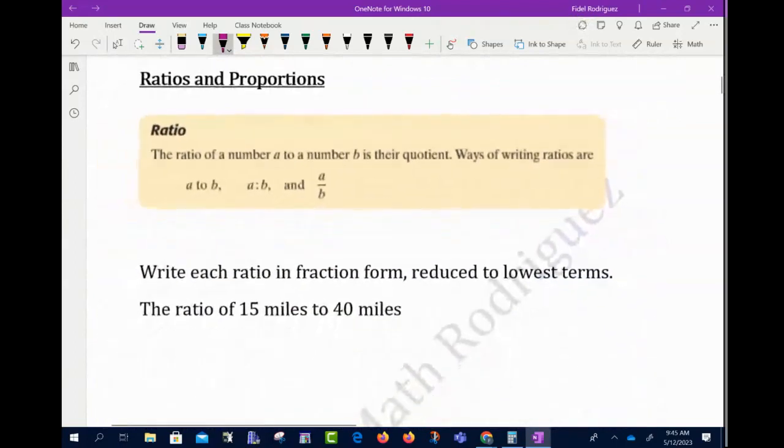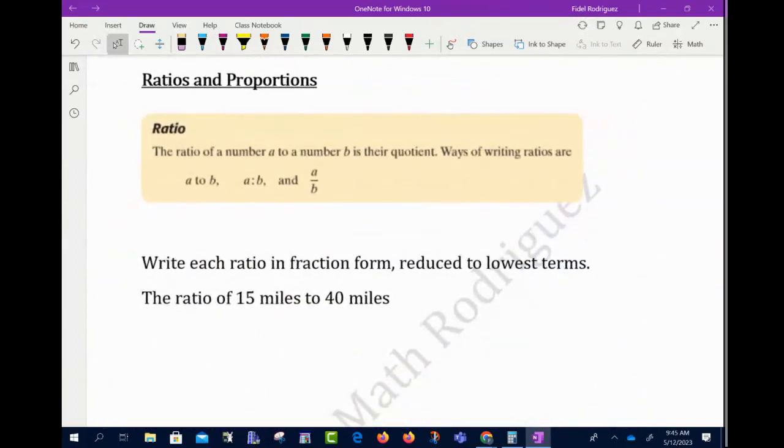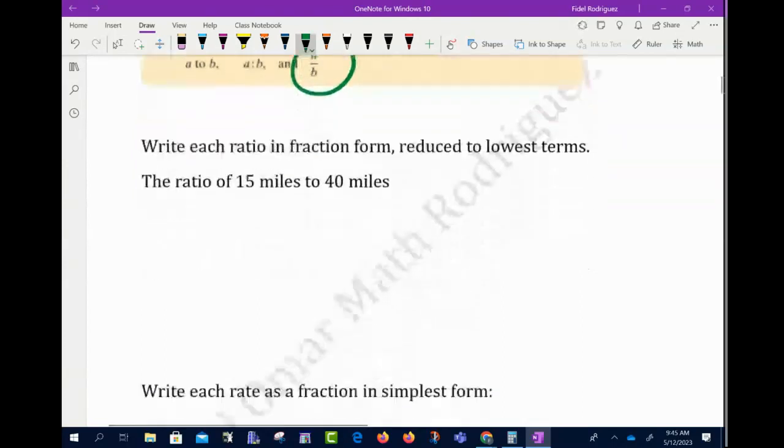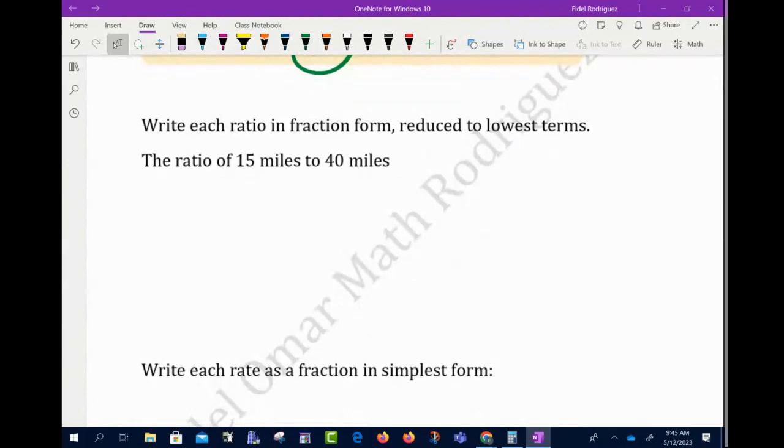All right. Okay, that's one topic done. Let's go to the next part, which is ratios and proportions. The ratio of a number A to B is their quotient. Ways of writing ratios are A to B, or A with a colon B, or the one that we're going to use, because this is obviously a math thing, the fraction A over B.